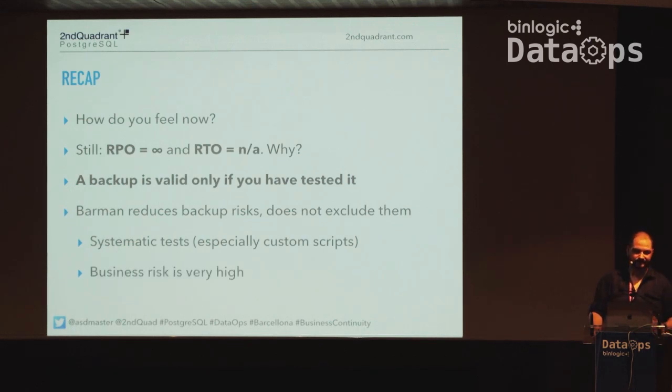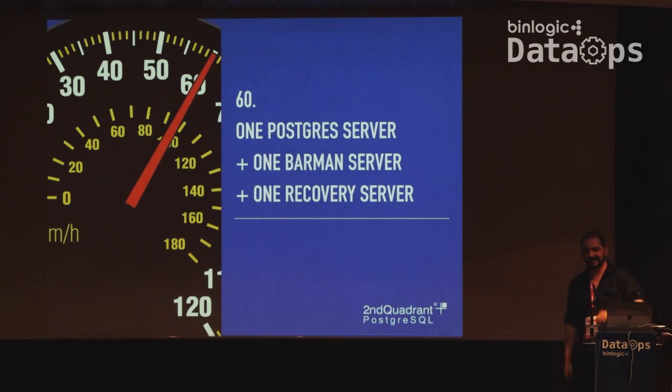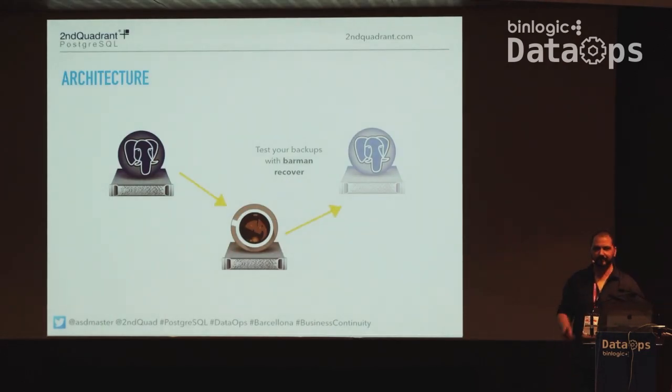And it's still a business risk. How can we improve that? Adding an external server that we can use to recover our backup. Okay, we are moving incrementally over.